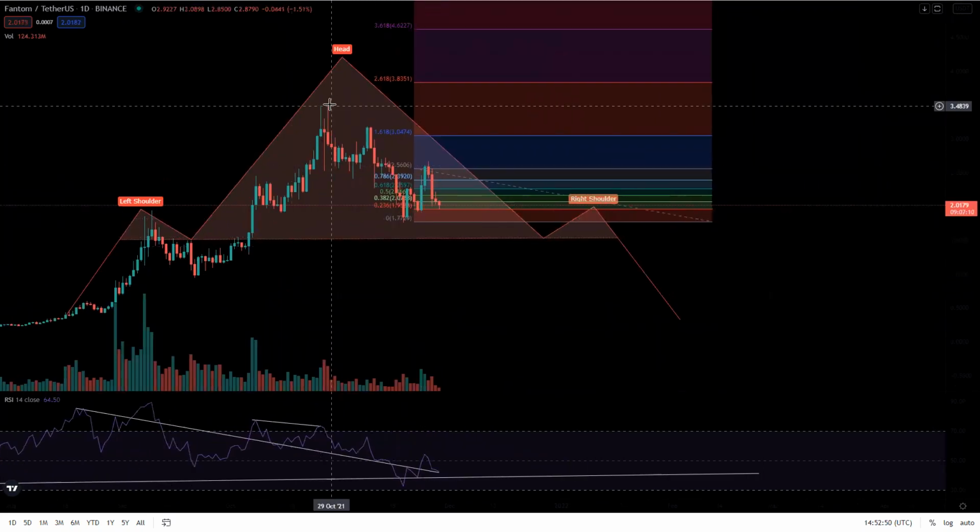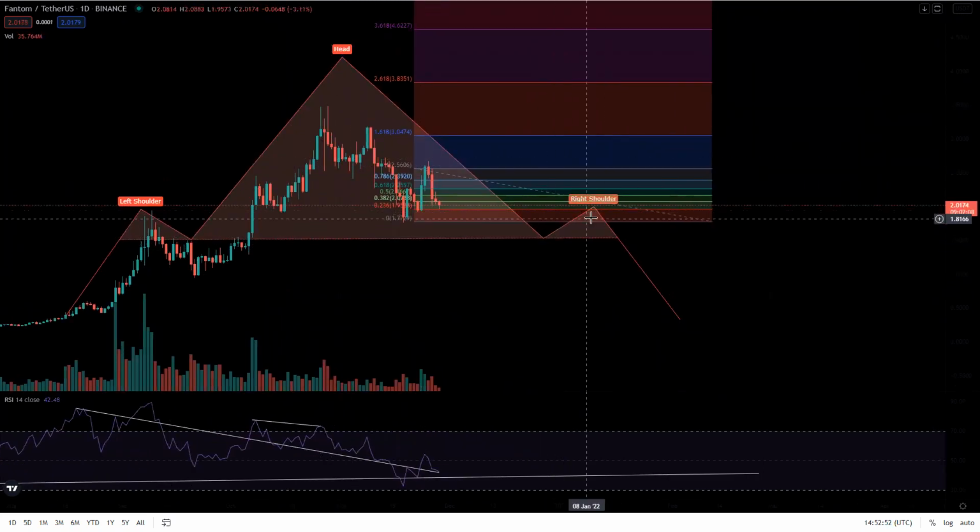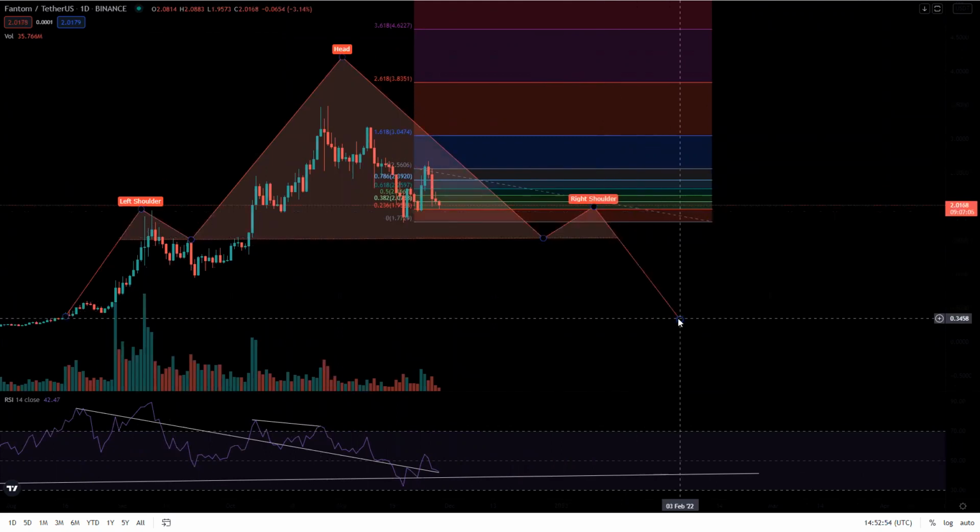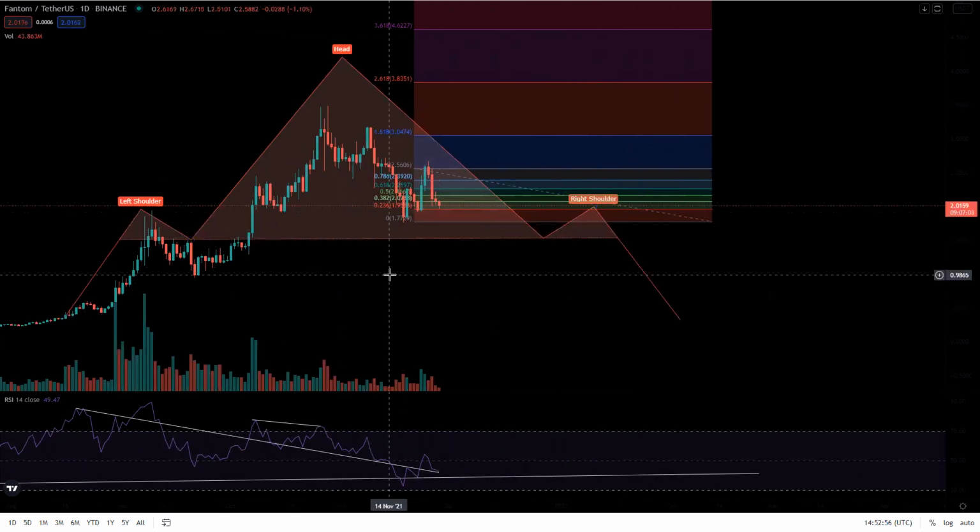We have a left shoulder, we have a head, and we just need a right shoulder for us to drop further. That's if you're bearish. That's a bear case scenario.